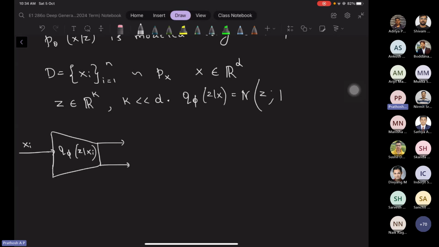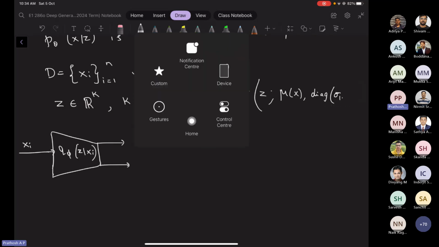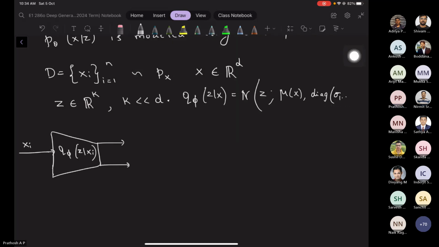The mean of this is mu of x because it's a function of x. The variance is also a function of x. Typically you can model it to be a diagonal matrix, diagonal matrix of sigma 1 through sigma k. Let us call this sigma of x, the sigma x vector.